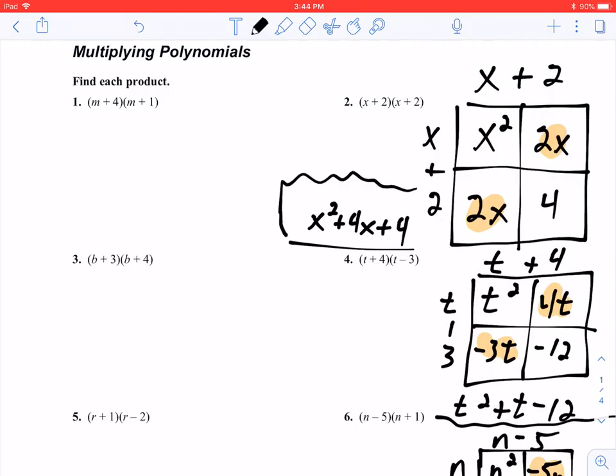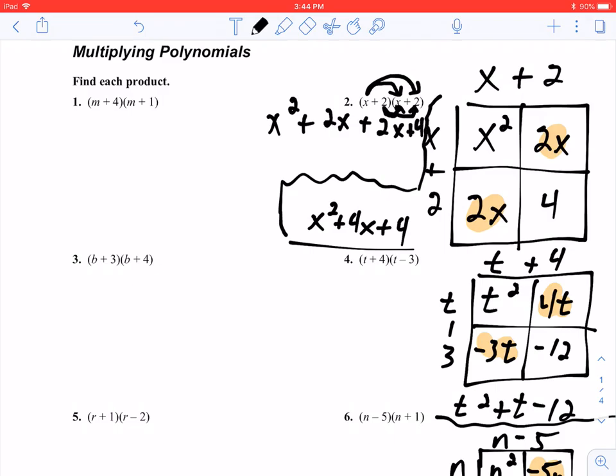So starting with number 2, FOIL first. The first terms are the x and the x. So we're going to do x times x, which gives me x squared. The outer terms, x times 2, which gives me 2x. Then we need to multiply the inner terms, which is 2 times x, which also gives me a 2x. And then the last terms of each of the sets of parentheses, which is 2 times 2, which is 4. Running out of room there.